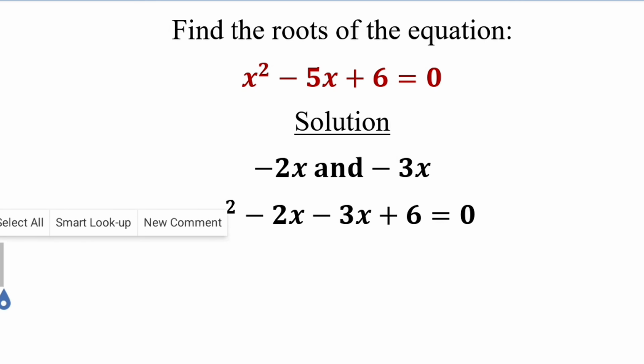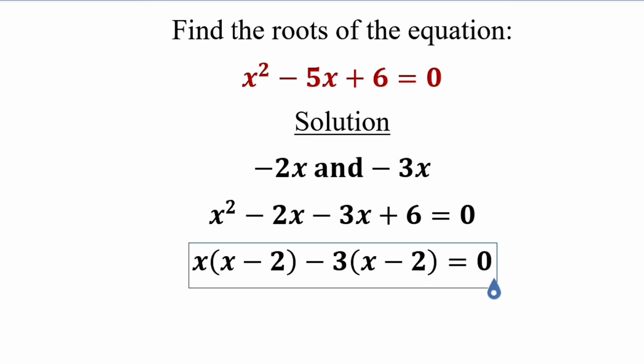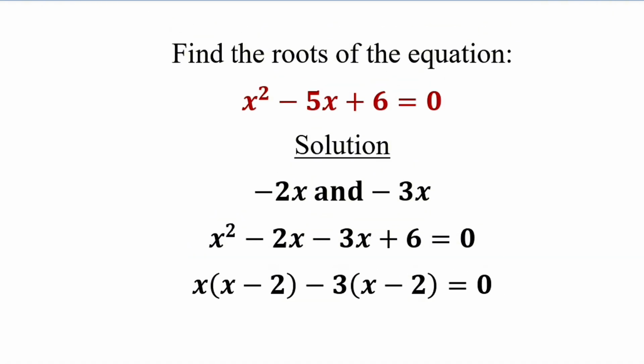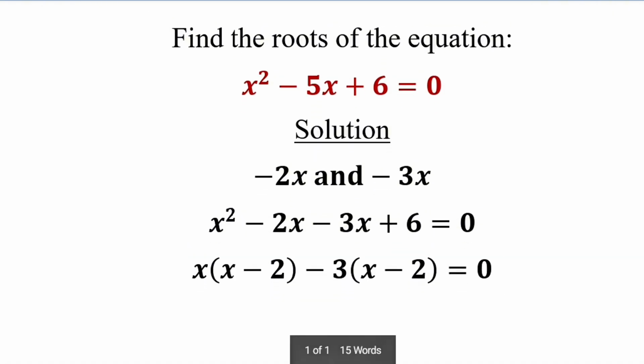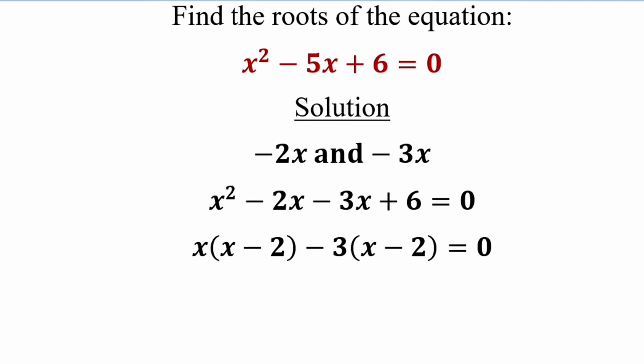So we get x into x minus 2, and then minus 3 into x minus 2. So next we can say that x minus 2 is common in the bracket, so we write it as one factor, and then we write the coefficient, which is x minus 3, as the other factor, both being equal to 0.